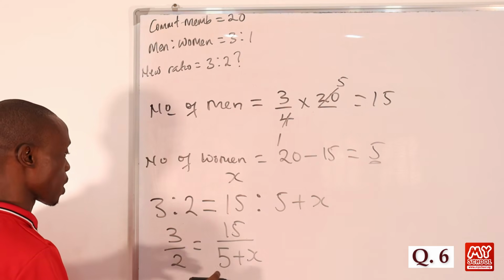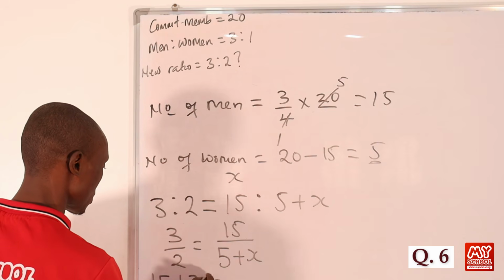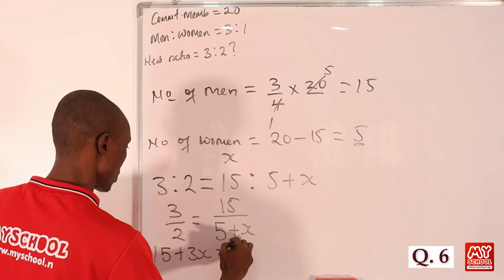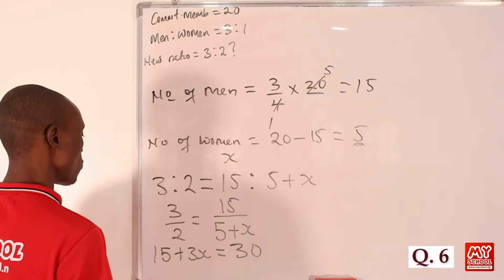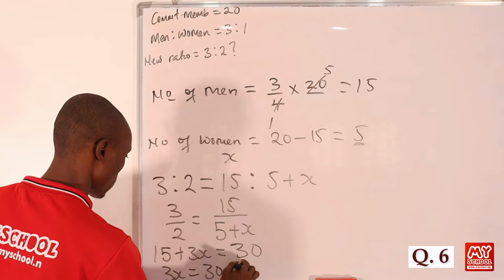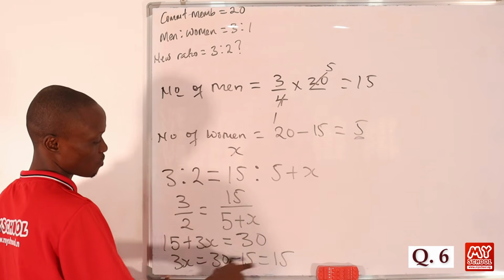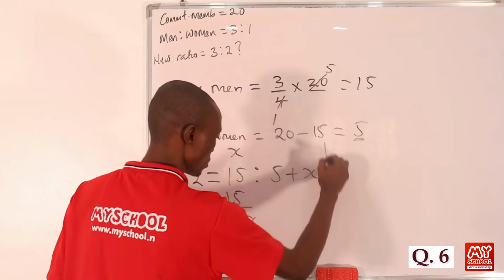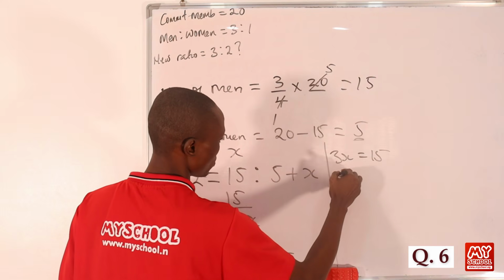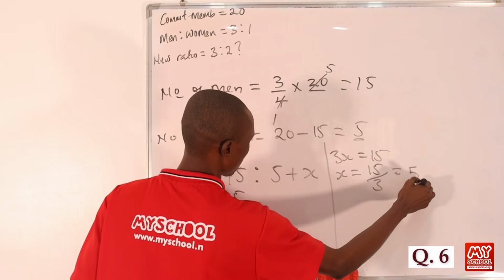So we simply cross multiply. If we cross multiply like this, we'll have 15 plus 3x, and that is equals to 30, right? So if we collect like terms, we'll have 3x to be equals to 30 minus 15, and that is equals to 15. Since we are looking for the value of x, we simply divide both sides by the coefficient of x, right? So let's do it here. So here we'll have 3x is equals to 15. If we divide both sides by 3, we'll have x to be equals to 15 over 3, and that is equals to 5, right?